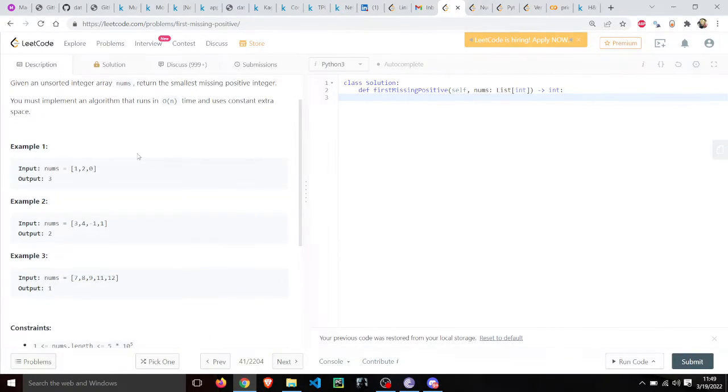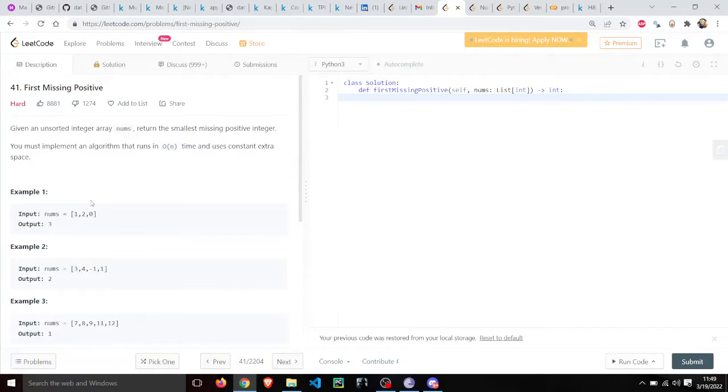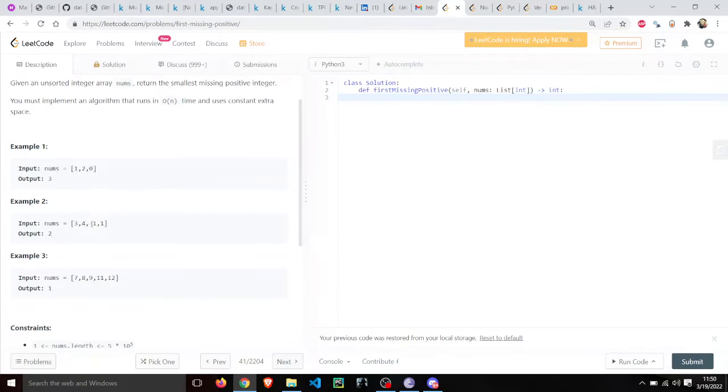Okay, so if you see clearly, this doesn't have any negative numbers. So starting from the number 0, the next number is 1 and the next number is 2. So all three of these numbers are in a sequence, 0, 1, 2, they are consecutive. So our answer would be 3, because 3 is the last number plus 1.